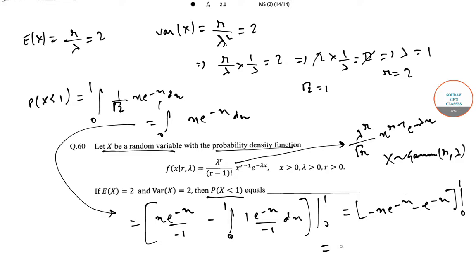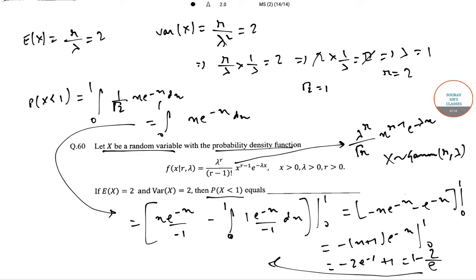So this becomes minus (x plus 1) e to the power minus x from 0 to 1 is equal to minus 2 e inverse plus 1, that is 1 minus 2 by e, which is equal to 0.2642. Thus, the required probability is 0.2642.